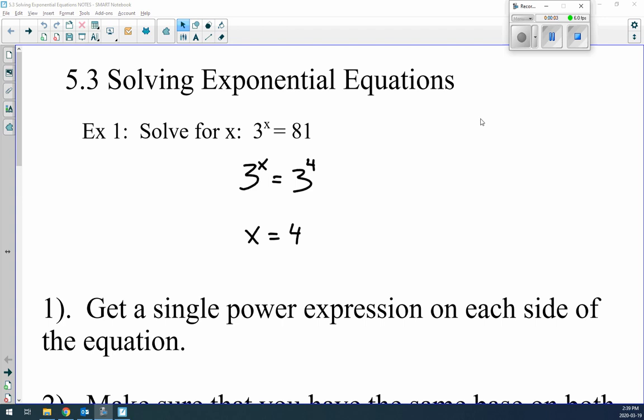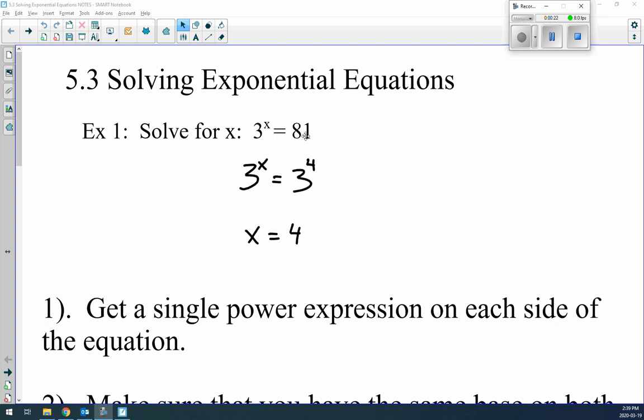Okay, this is grade 12 pre-cal, lesson 5.3, solving exponential equations. So let's look at example number 1 here. We're trying to solve for x, and 3 to the x, we have an exponent. The problem is, if you look at 3 and we look at 81, they're not the same base. But the key to this is, can we create them so they have the same base?